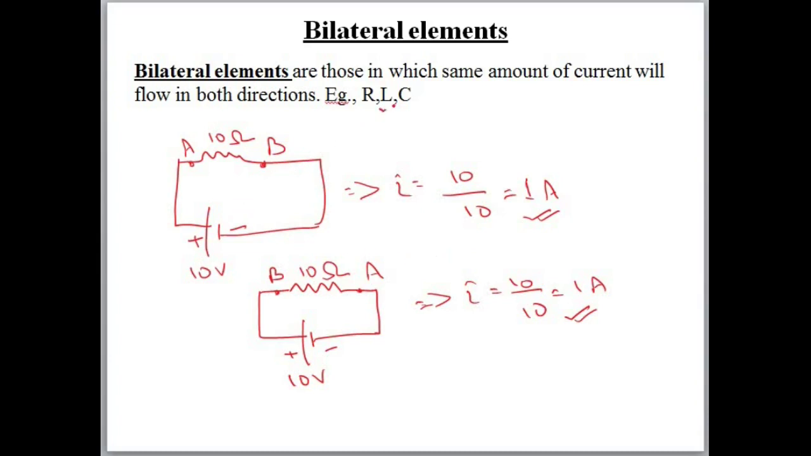The same thing will happen in the case of inductance or capacitance also. In an inductive circuit also, the same amount of current will flow if the voltage is reversed. In a capacitive circuit also. So these three are called bilateral elements. Now which are the unilateral elements?